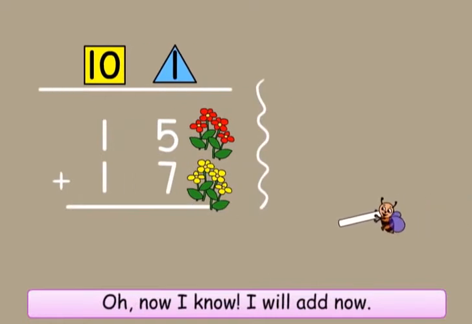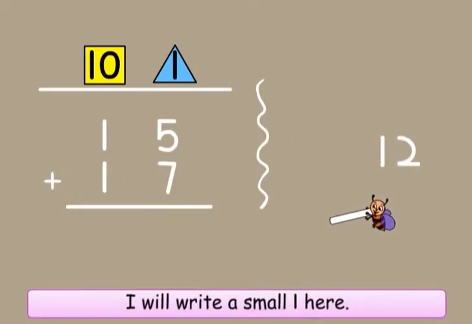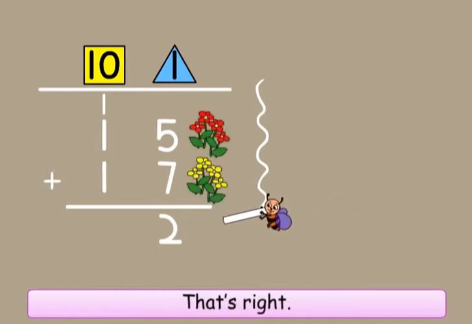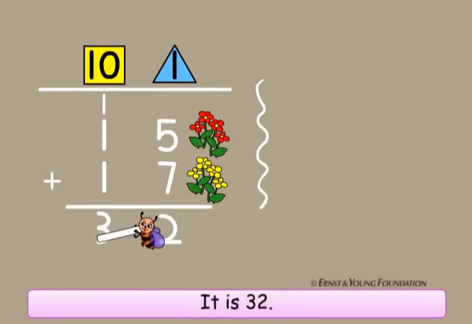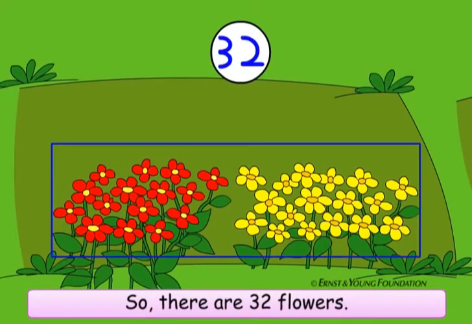Oh, now I know. I will add now. First, 5 plus 7 equals to 12. I will write a small 1 here. Then I will write 2 here. That's right. Now 1 plus 1 plus 1 is equal to 3. It is 32. So there are 32 flowers.